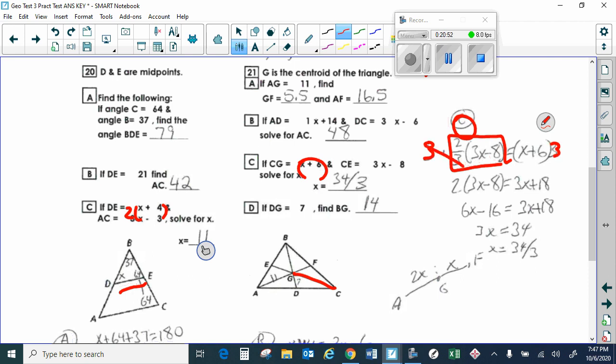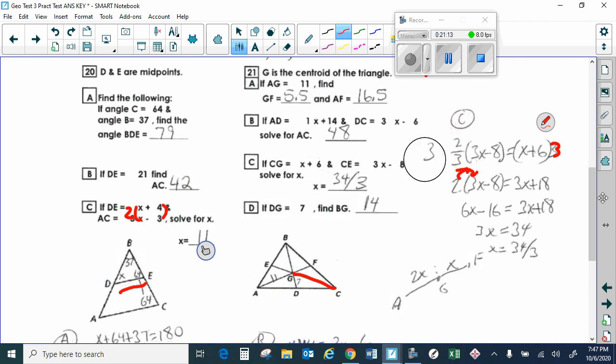So then that cancels. So now I have 2 times the quantity 3x plus 8 equals 3x plus 18. Distributive property now. 6x minus 16 equals 3x plus 18. Subtract the 3x across, add the 16 across, 3x equals 34, and x equals 34/3. You can leave it like that. You don't have to change it to a decimal.